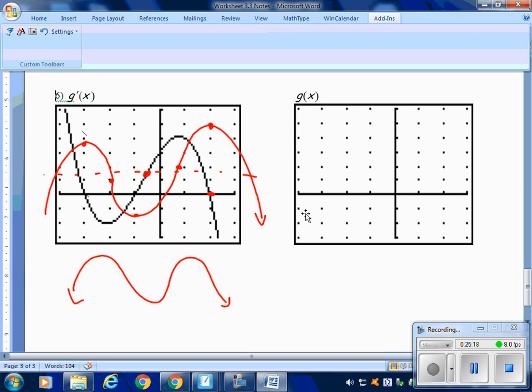Okay, that's better. So in the first two questions, all you were supposed to do is take the derivative and see if it went back to the integral.